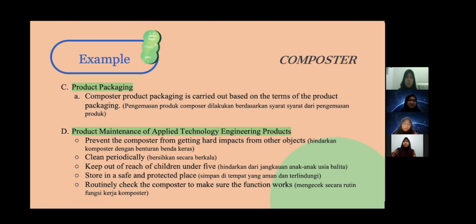C. Product packaging. Composter product packaging is carried out based on the terms of the product packaging. And the last is product maintenance of applied technology engineering product. The first one is prevent the composter from getting hard impacts from other objects, clean periodically, keep out of reach of children under 5, store in a safe and protected place, and routinely check the composter to make sure that the function works.